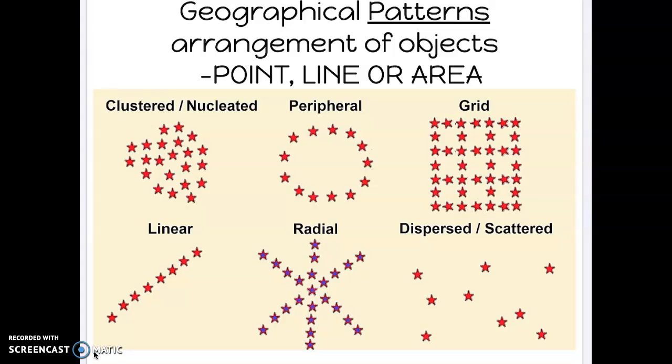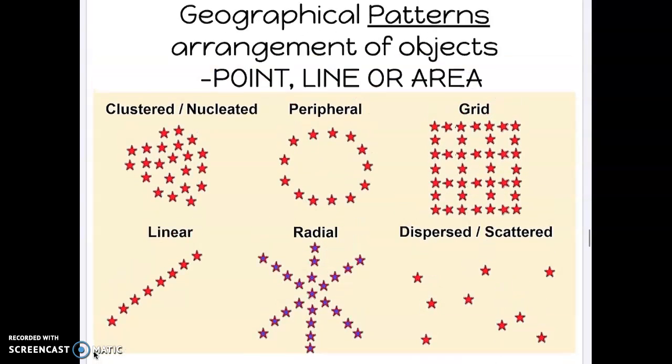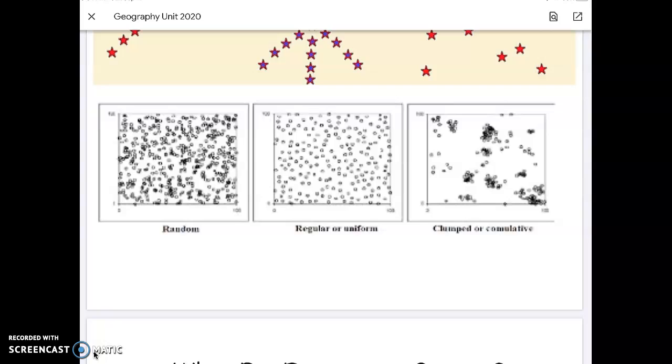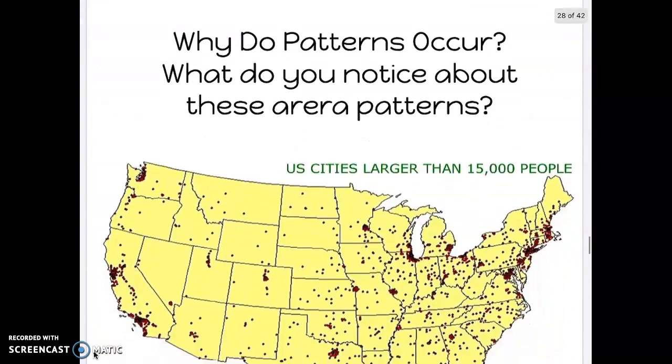So looking at patterns, patterns are actual arrangements of objects on a map, and they really point specifically at the data that's been collected and put on the map. So here's a list of different types and visuals of different types of patterns that we may see. Some patterns are random, some patterns have regular or uniform looks to them, and some are clumped together, and those are the ones that we're really going to look at, the clumped areas.